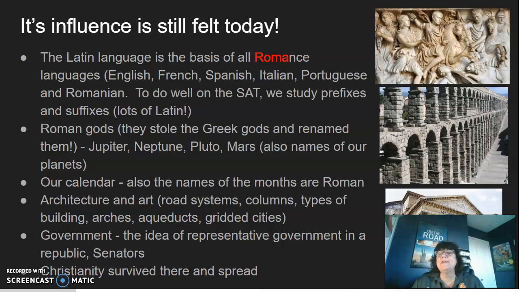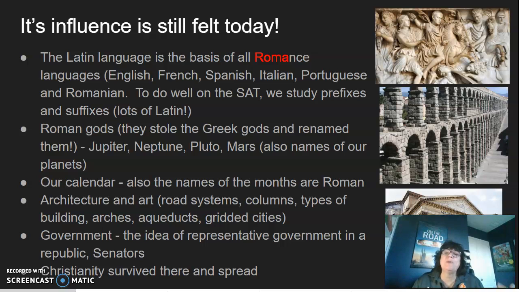Our calendar, the names of our months. August is named after Augustus. So the names of our months, January, Janus. So very much influenced our calendaring system and the idea of having a calendar. Their architecture and art styles, they completely had road systems that connected every part of the empire, and all the roads came back to Rome, so that all roads lead to Rome.